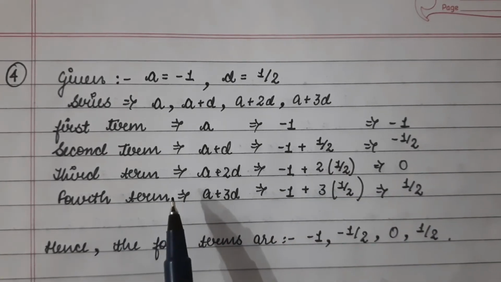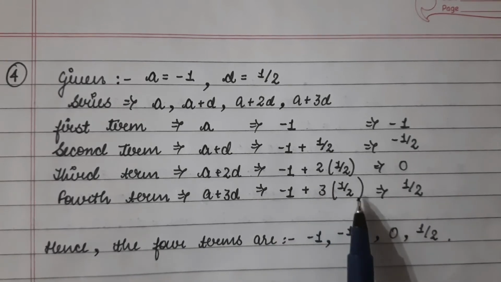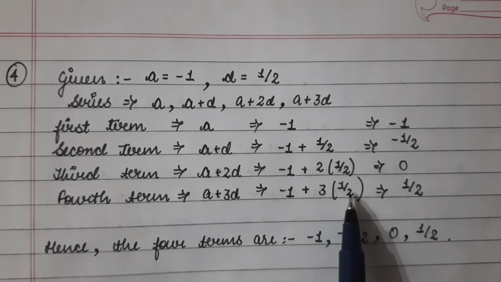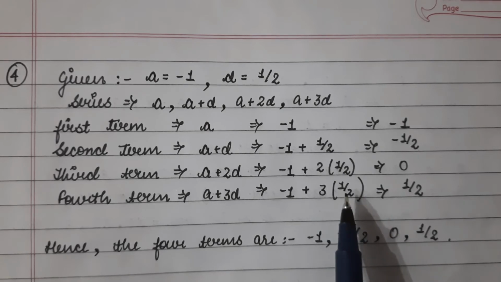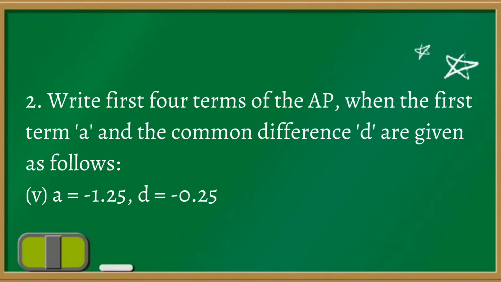The fourth term is written as A plus 3D, that is minus 1 plus 3 into half, which will give you 3 by 2 minus 1. So the answer will be half. Hence the four terms are minus 1, minus half, 0 and half.